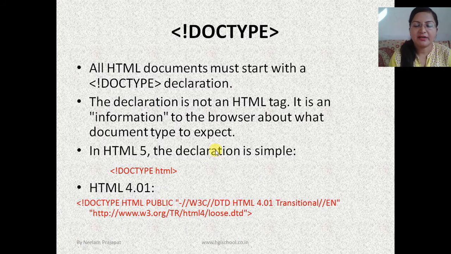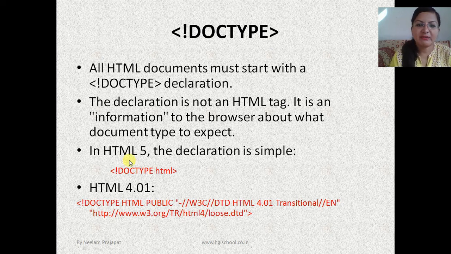One more thing was left, that is doc type. It was in previous chapter but I didn't teach you then. All HTML documents must start with the doc type declaration. Okay, it is not compulsory to write, but if you want some HTML rules and regulations to be followed, then we should use doc type. Okay, so the declaration is not an HTML tag, it is an information to the browser about what type to expect. Okay, which type of document it is, which type of tags we should use and all.